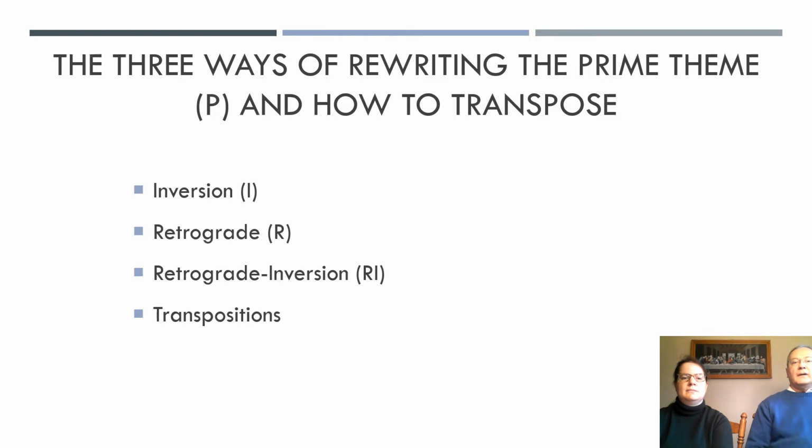The next step in writing serial music is to rewrite the prime theme P as its inversion, its retrograde, its retrograde inversion, as well as doing all 12 transpositions of each of the 4 forms. Therefore, you end up with 48 different variations. And I'll explain how to do these shortly.